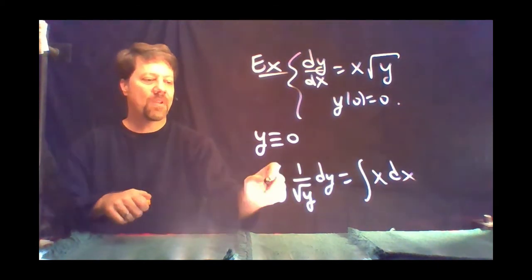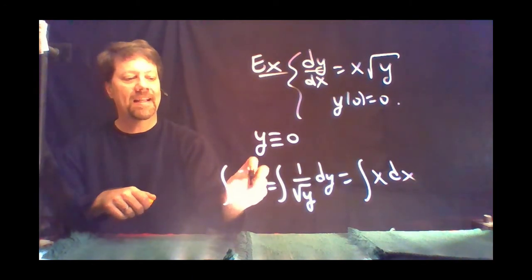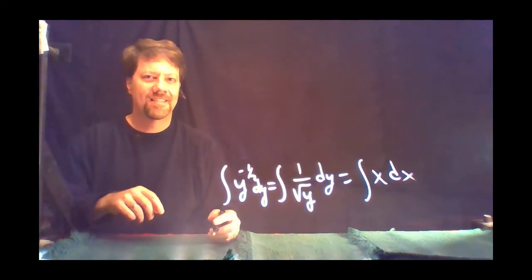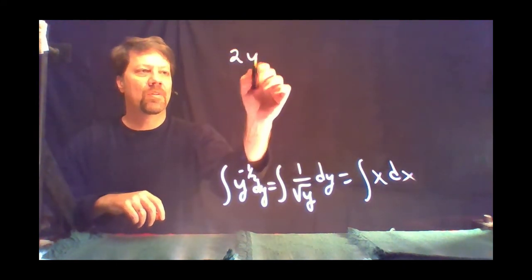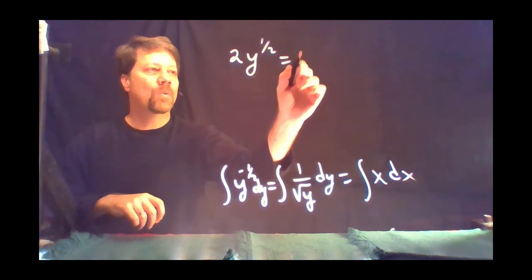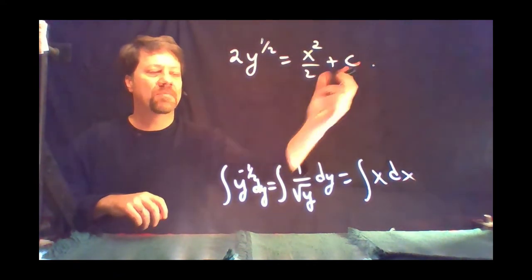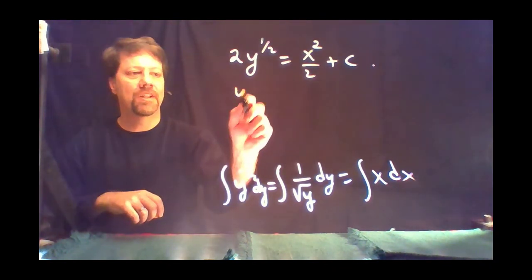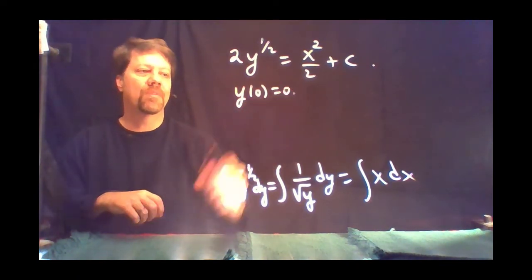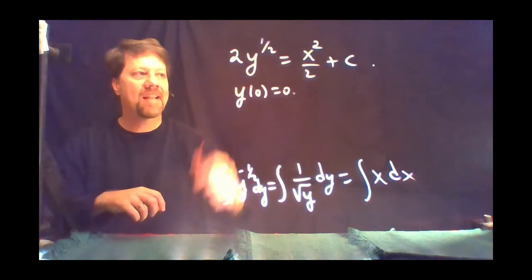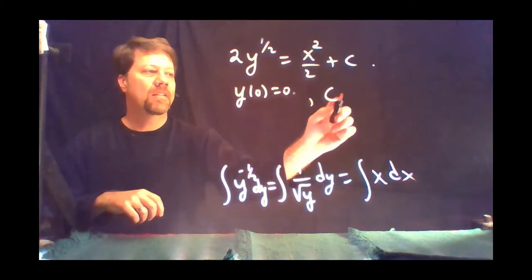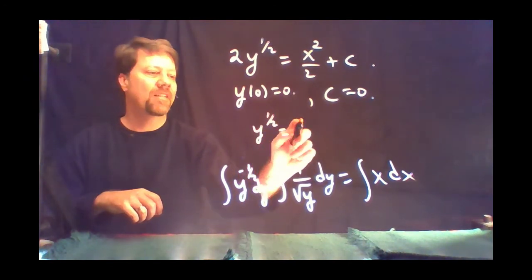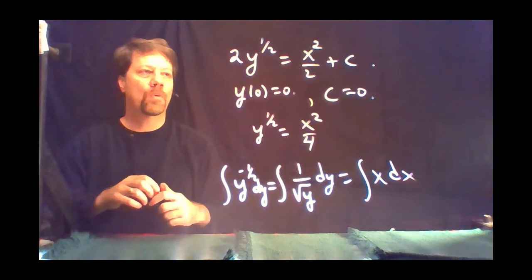On the left-hand side, we may wish to express the integrand as y to the negative 1/2. And then we get 2 y to the positive 1/2 equals x squared over 2 plus c, keeping in mind that the solution has to satisfy the initial condition y at 0 equals 0. When we plug in 0 for y and 0 for x, we get c equals 0. That gives us y to the 1/2 is x squared over 4.